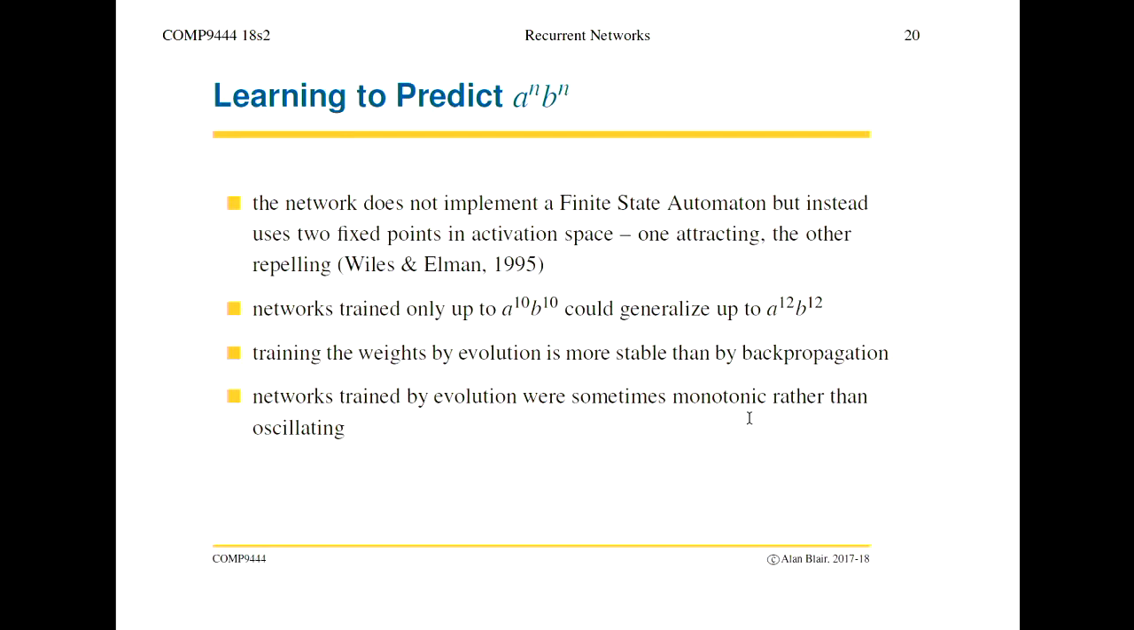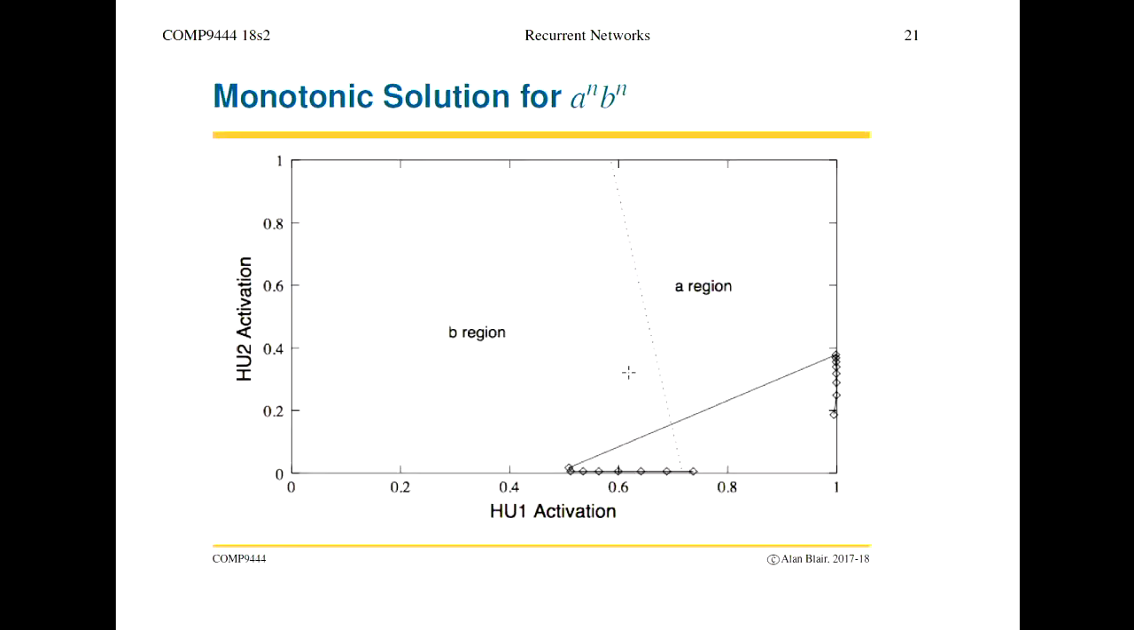We tried training the networks by a method called evolution rather than backpropagation. I won't go into the details of the evolution now, but later in the course we may talk about it if we have time. But it turned out the evolution produces results that are a bit more stable, but interestingly, sometimes the evolution produces dynamics that are monotonic rather than oscillating. So this is an example of a monotonic network.